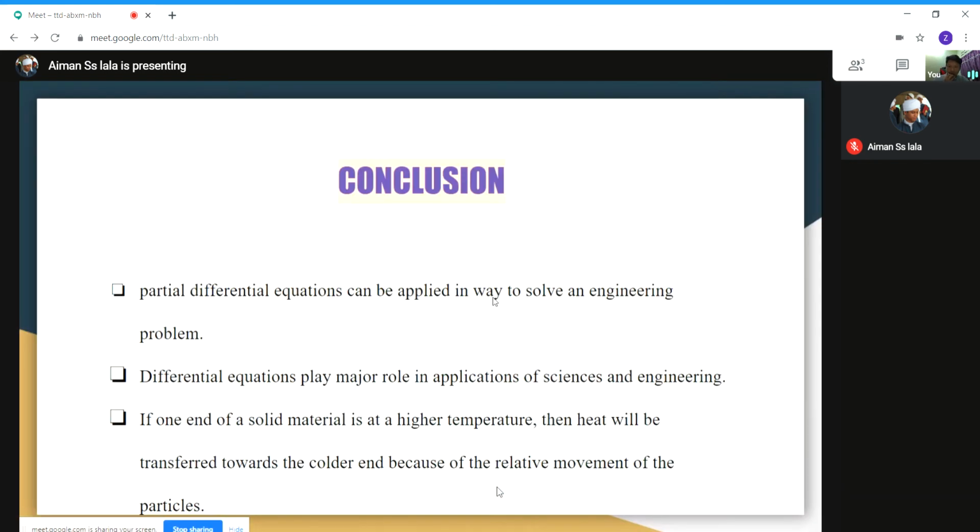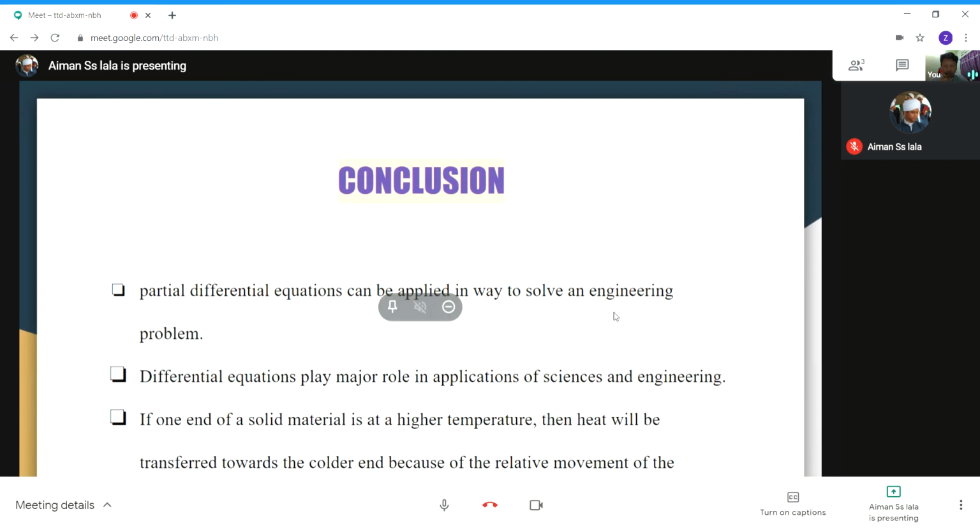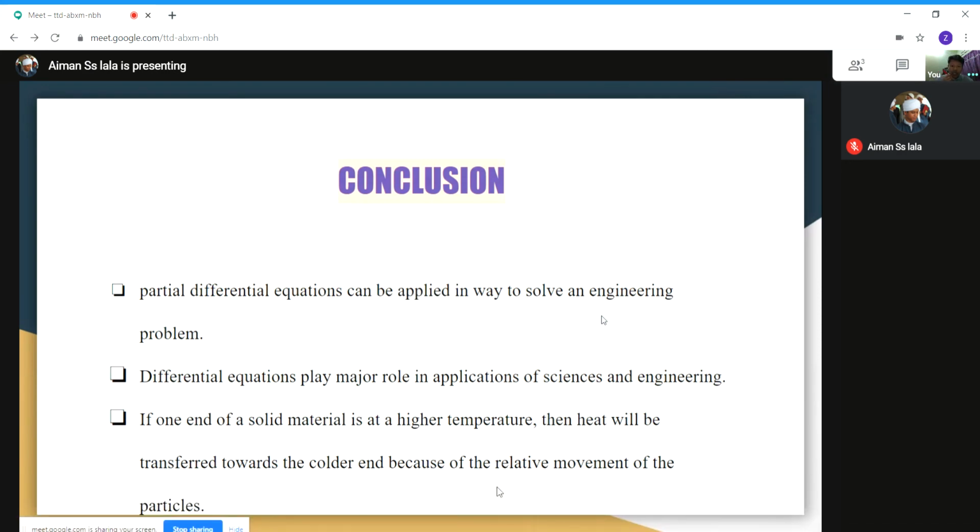Lastly, for the conclusion, partial differential equations can be applied to solve engineering problems. As I have explained before, this engineering problem can be solved using a partial differential equation. Differential equations play major roles in applications of science and engineering. Not only in engineering fields, science fields such as physics and many more can apply differential equations. For thermal conductivity, if this situation occurs, we can apply the equation to solve the problem.